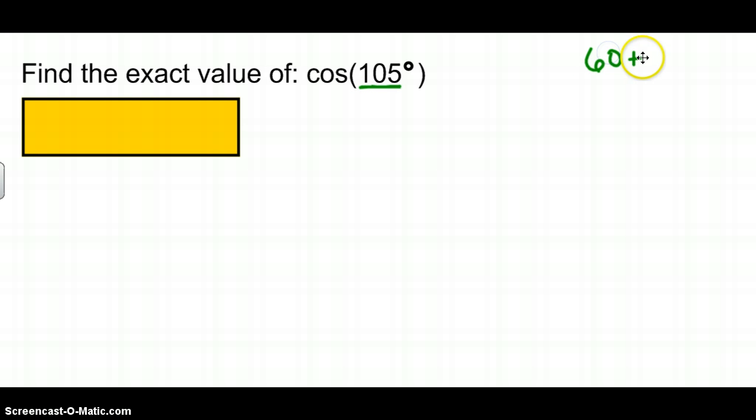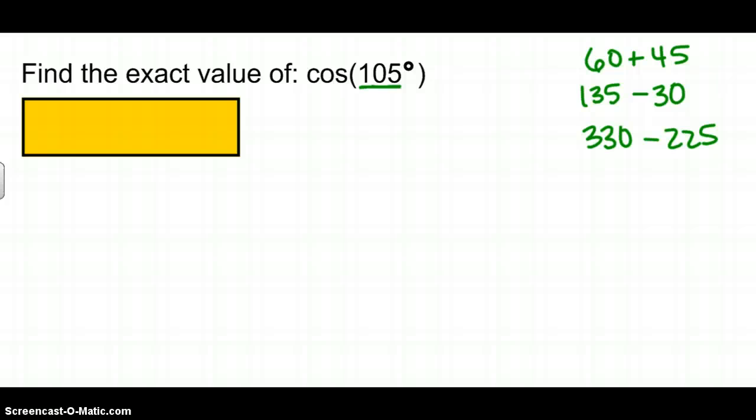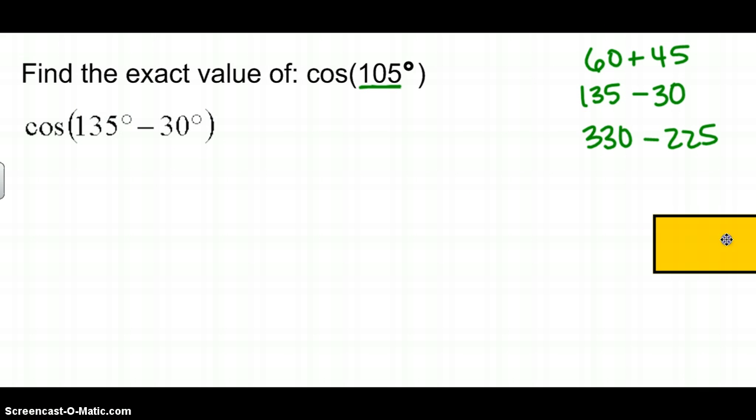We could say 60 plus 45. We could say 135 minus 30. We could say 330 minus 225. And there are quite a few others. I'm going to say you can pick any two angles that are going to get you to 105 degrees. So for this example, I'm going to choose to do the 135 minus 30.